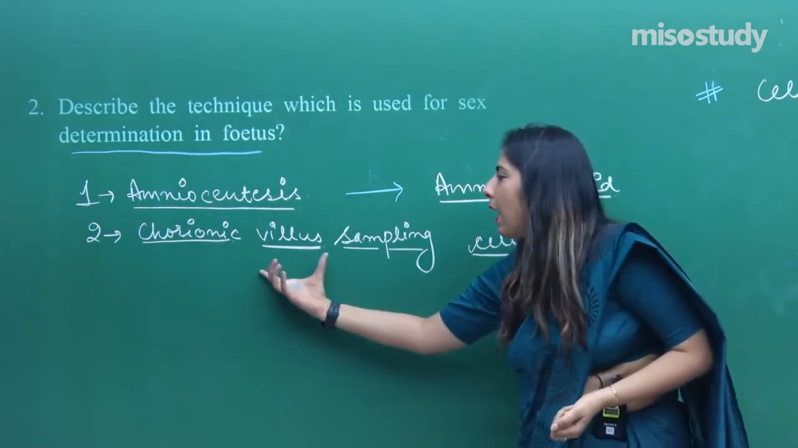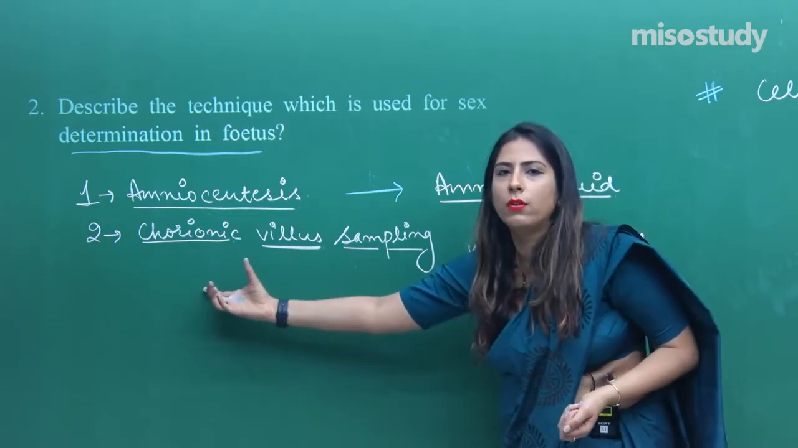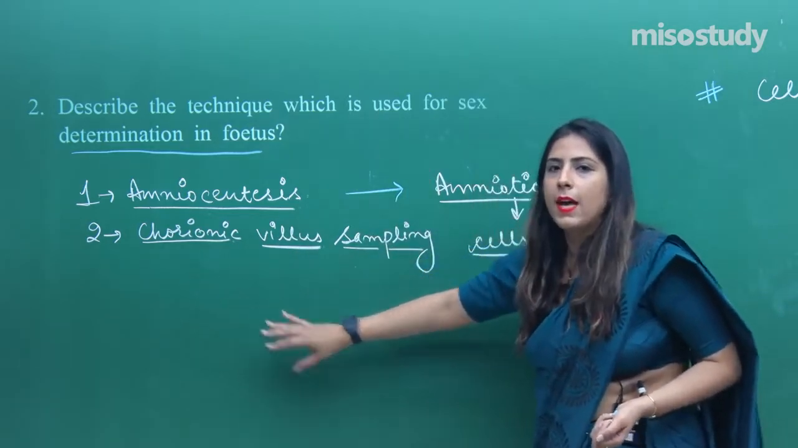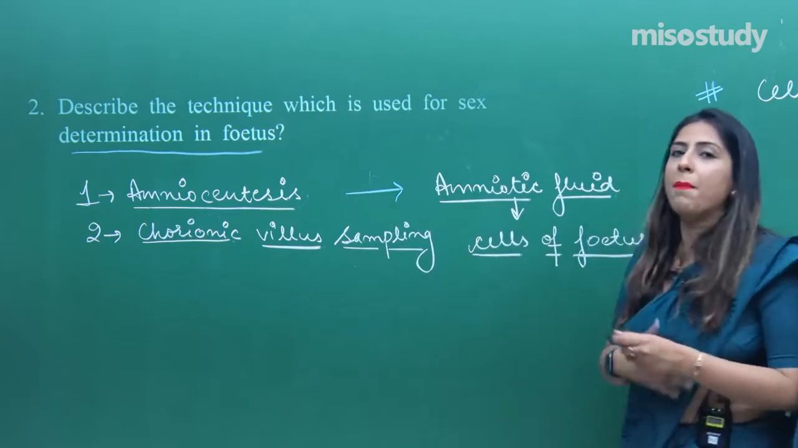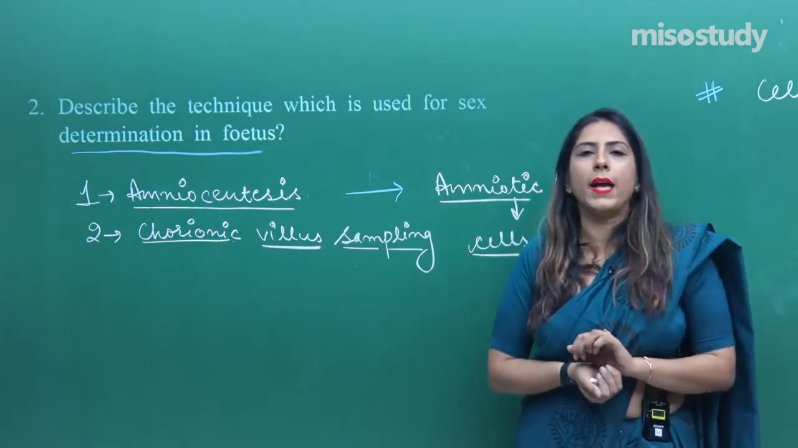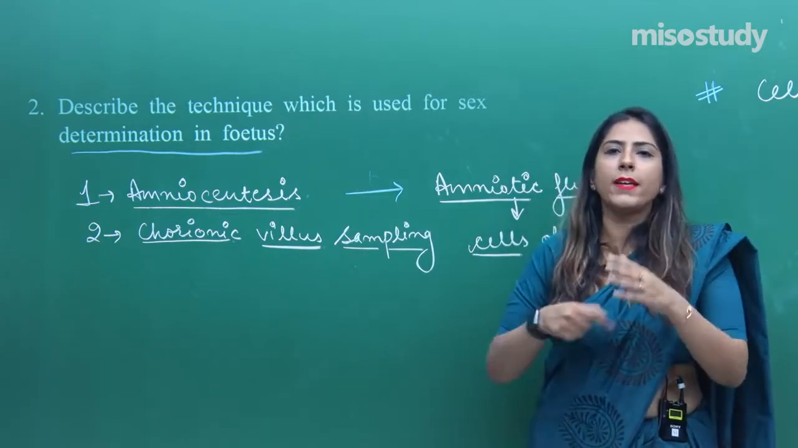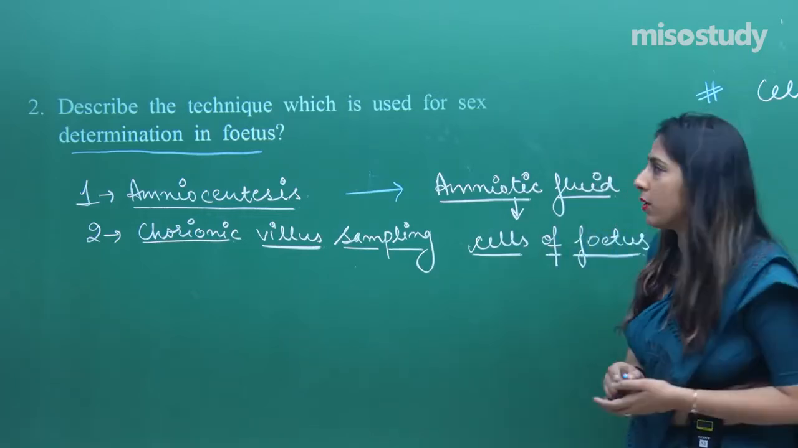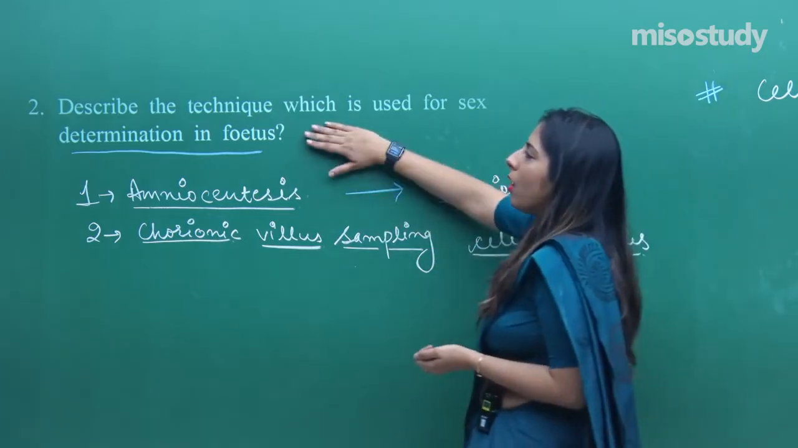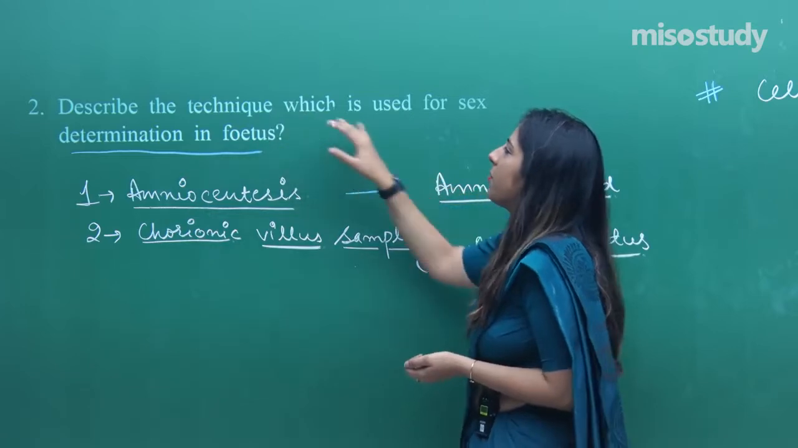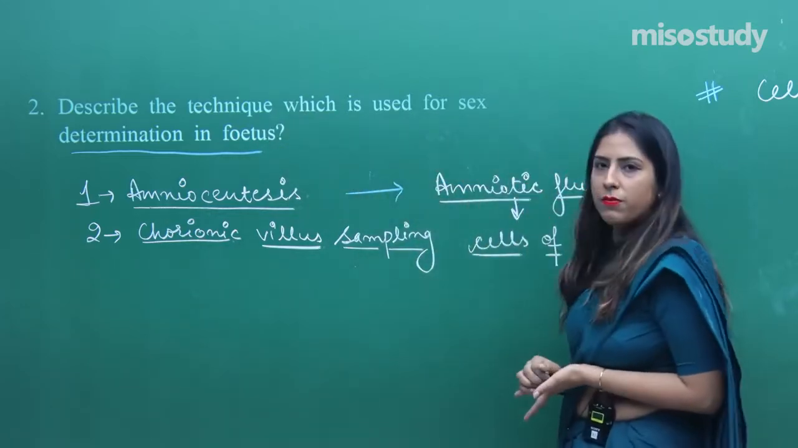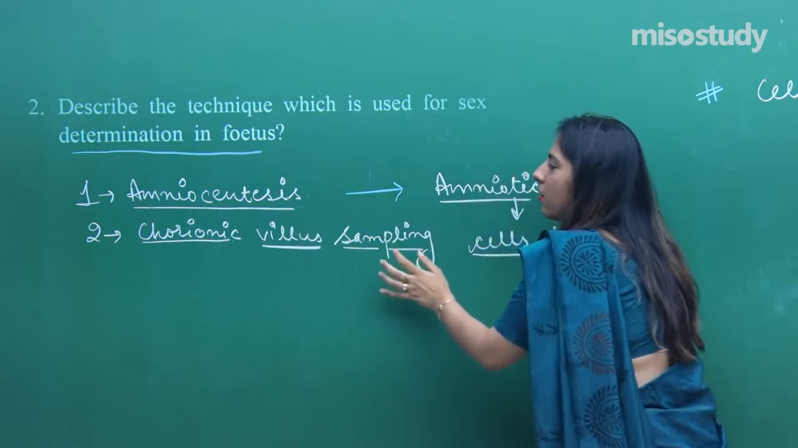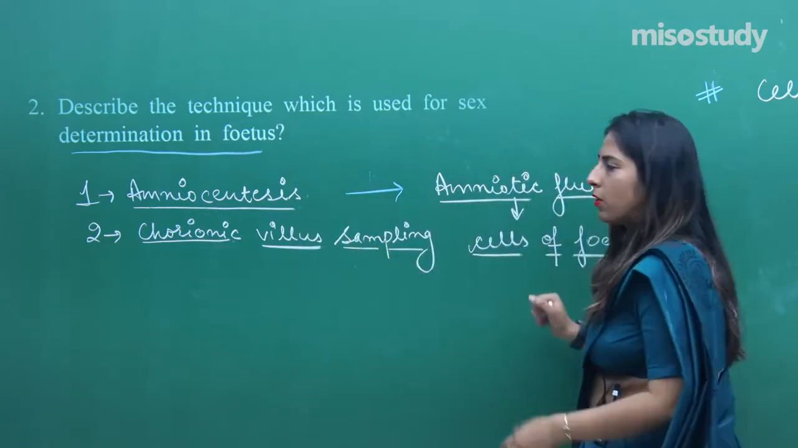So while taking out the villi of the chorion, the outermost membrane, we take out the chorionic cells, right? And that has cells of the fetus, and by culturing those cells, staining those cells, karyotyping those cells, we can get to know the actual sex of an individual, right? So the question is to describe the technique used for sex determination in fetus. We can write these two: one is amniocentesis and another is chorionic villus sampling, right students?